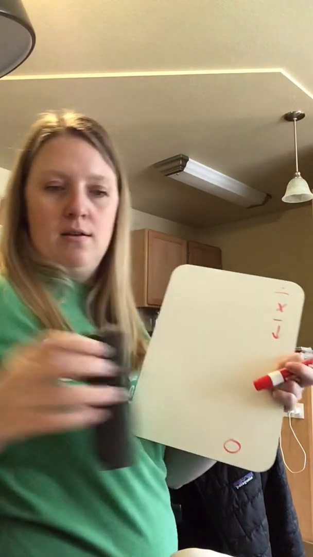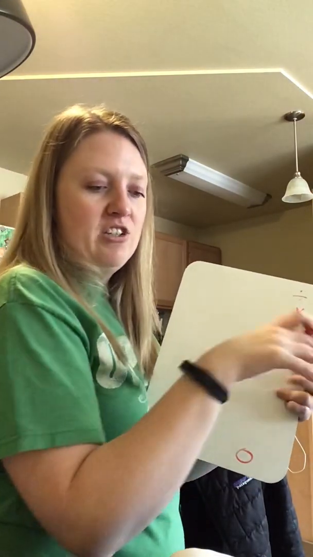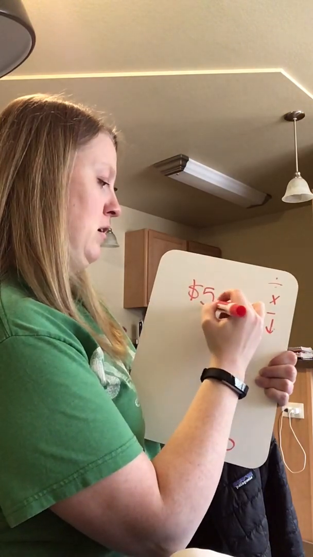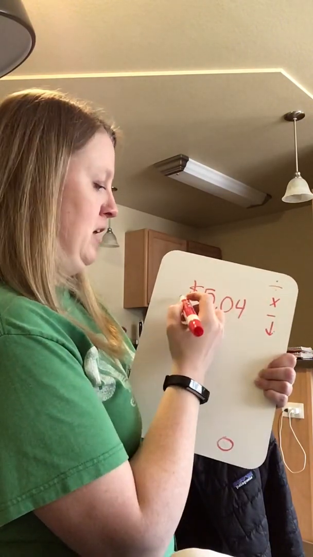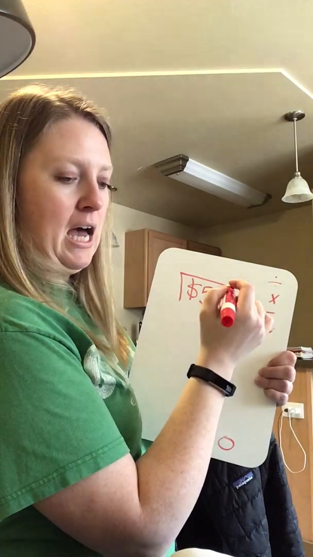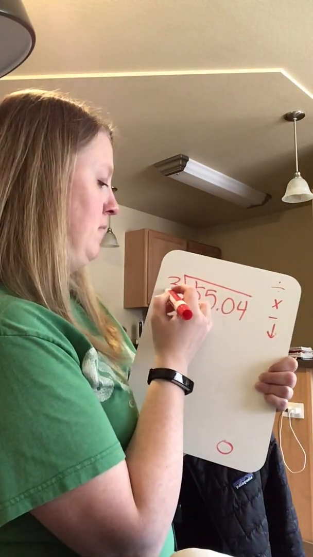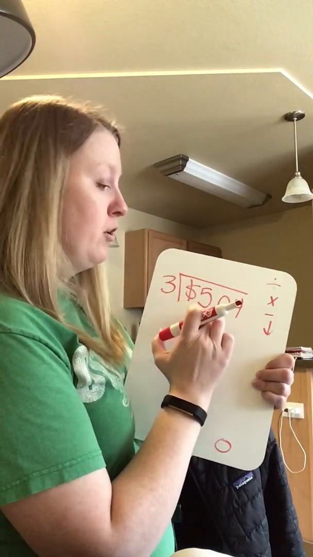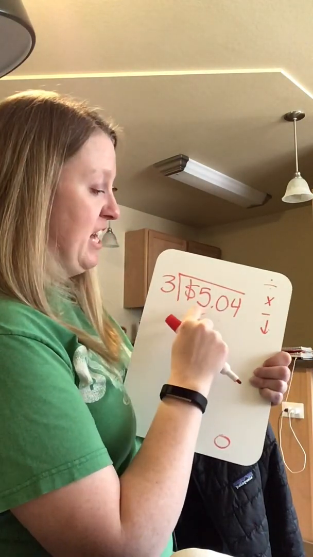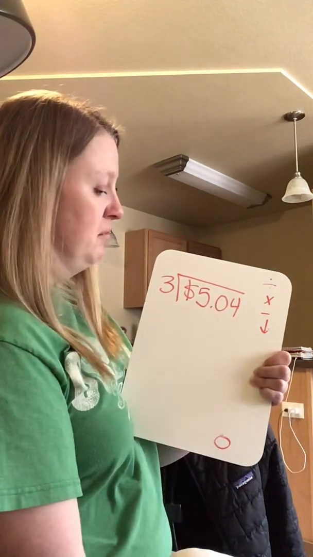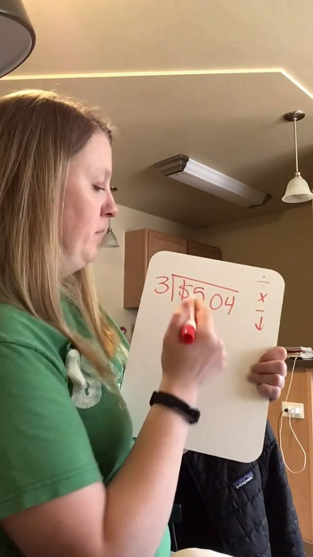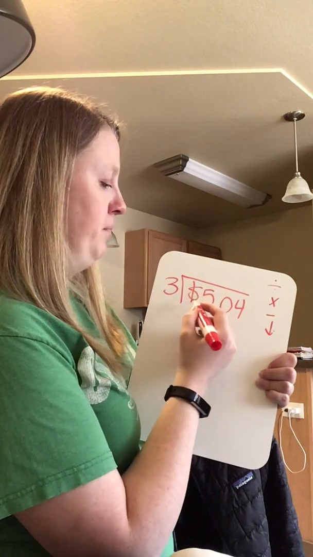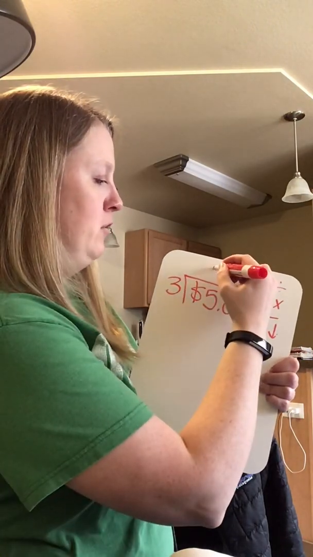Okay, so let's do $5.04. And we're going to divide it by 3. So again, don't worry about the dollar sign. Don't worry about the decimal point. Just pretend that this is a 3-digit number, and we're going to start it like we always do. How many times can 3 go into 5 without going over? 3 can go into 5 1 time.